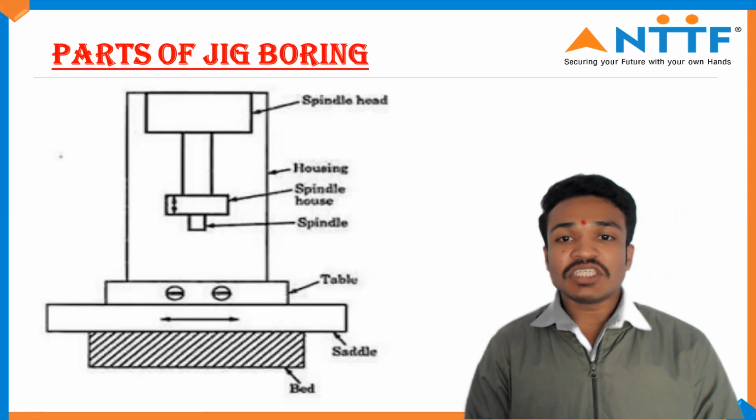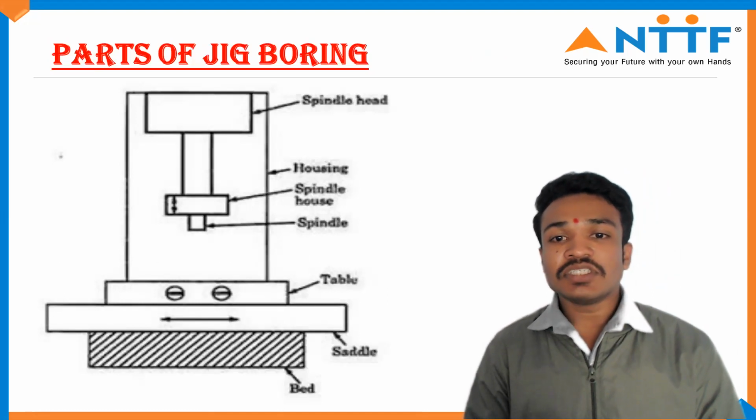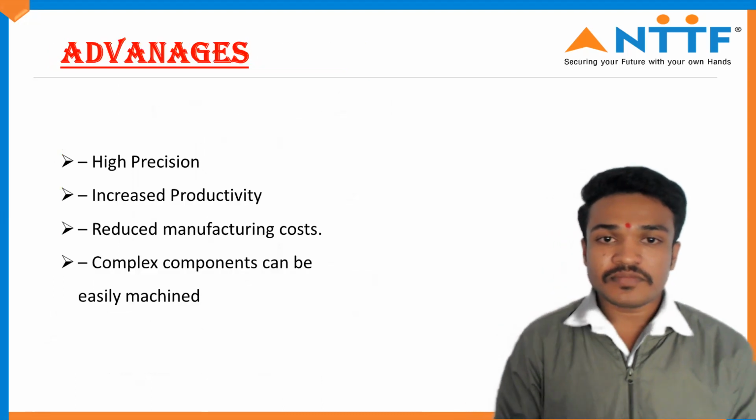These are the parts of the jig boring machine: spindle head, housing, spindle house, spindle, table, saddle, and bed.